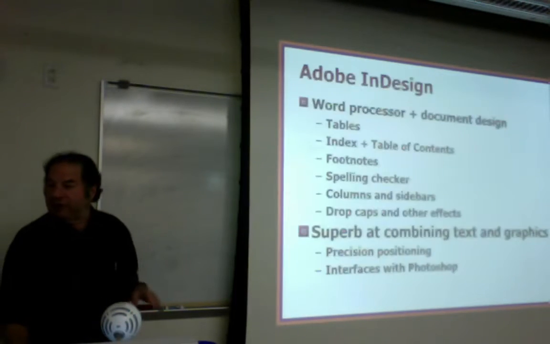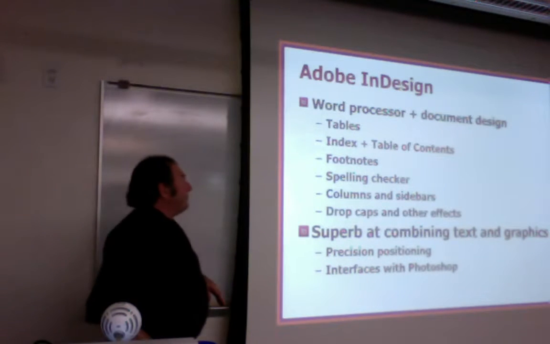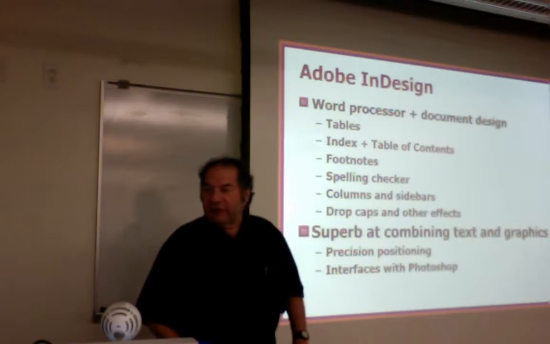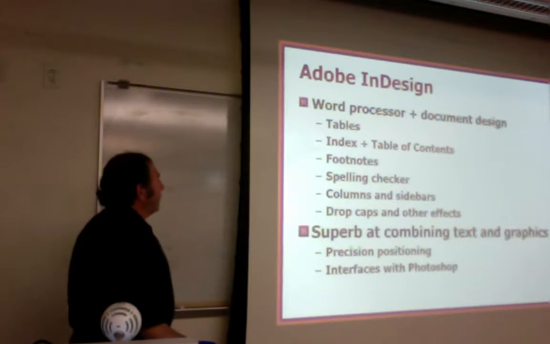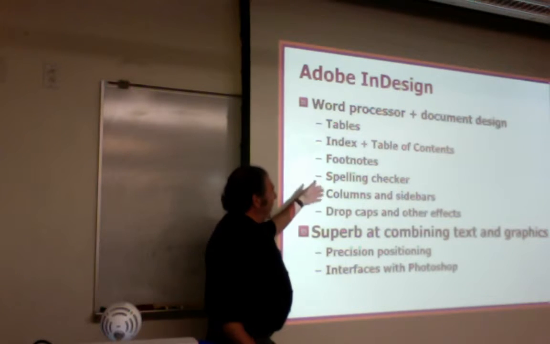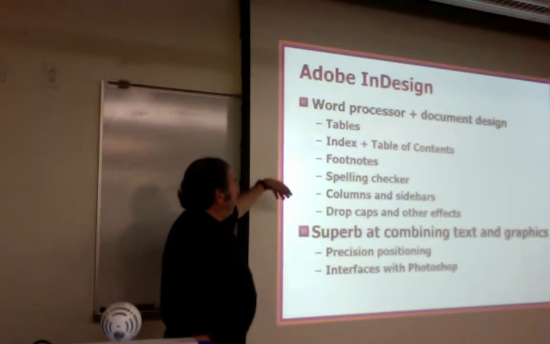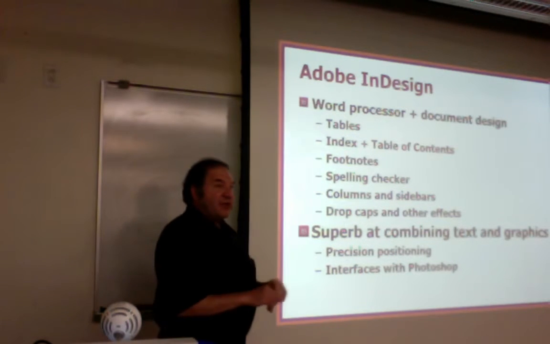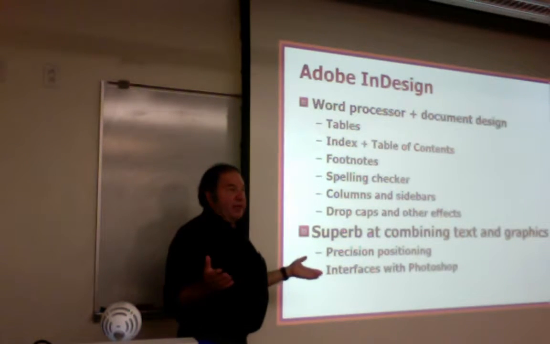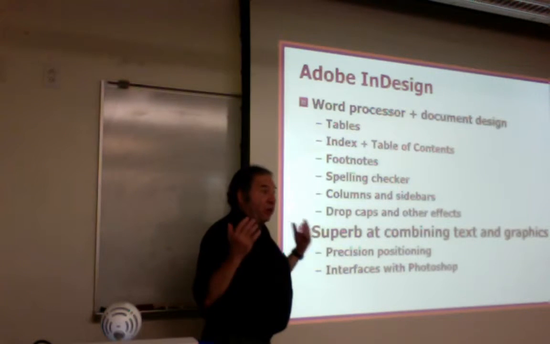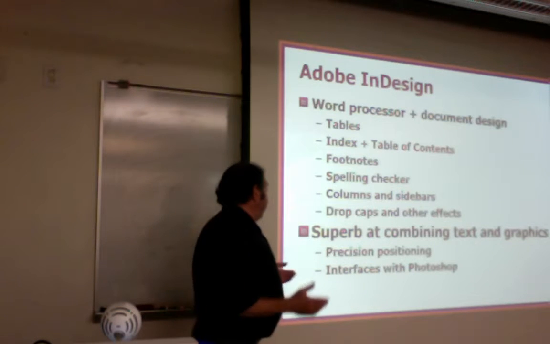Let's hear it for InDesign. All right. So what this thing does is it does everything that a word processor does. You can create tables, you can create an index, table of contents, footnotes, spell checking, all of this other stuff. That's what we use these things for. All right, if you're just going to type, that's typing. You can do that. And if that's what your professor wants, by all means, that's what you give them.